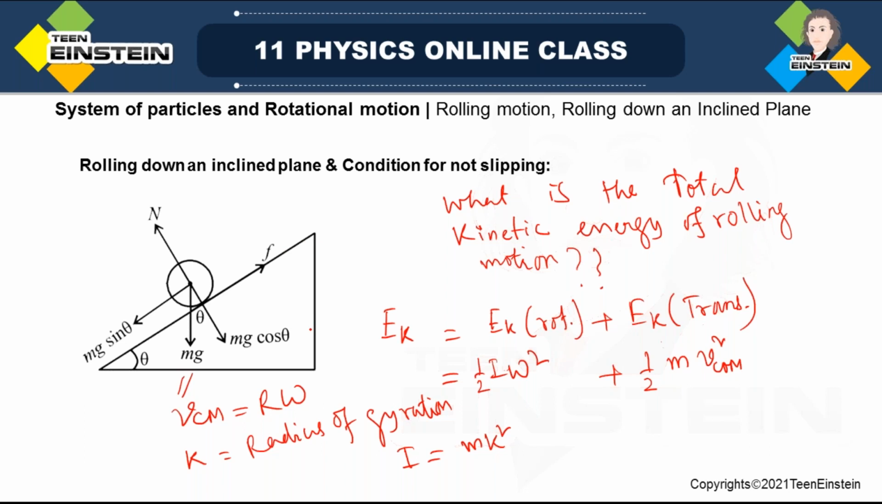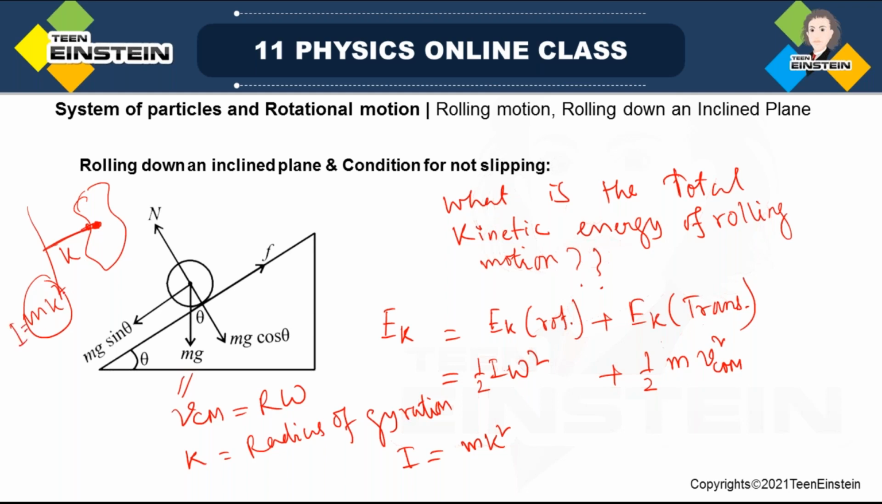What is the definition of radius of gyration? We have learned radius of gyration is actually a geometrical distance or point from the axis of rotation of a certain distribution of mass, okay. You take a point as if the whole mass is concentrated over here, and we take the moment of inertia mk square. This k is the distance or geometrical point where the whole mass is supposed to be considered to be concentrated.